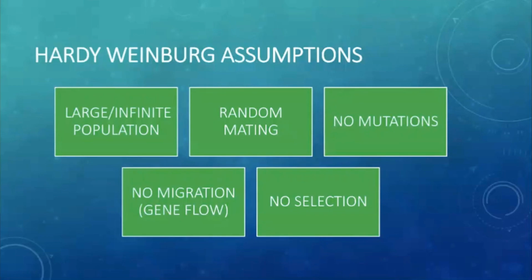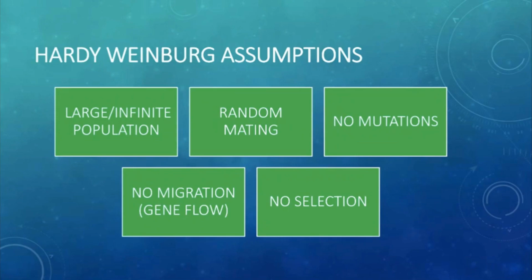In order to solve for Hardy-Weinberg, there are five assumptions that must be true in order to calculate and solve for Hardy-Weinberg equilibrium. First would be a large slash infinite population. Oftentimes, we must assume an infinite population, because a quantifiable population can be limiting.